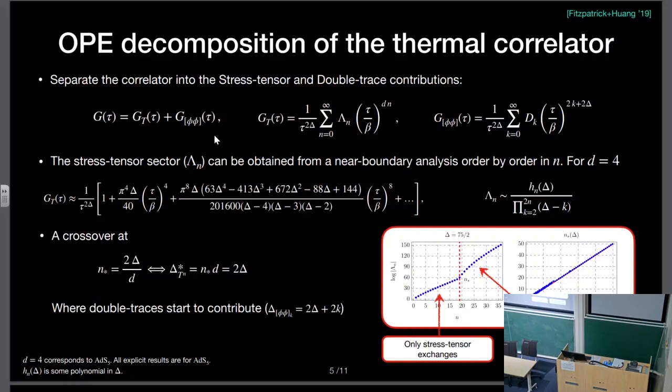And what you can get is you can find the stress tensor sector just as an expansion of tau over beta. So you're just calculating the correlation function order by order, and you find these horrible coefficients, which, in principle, you don't need to know what they are.